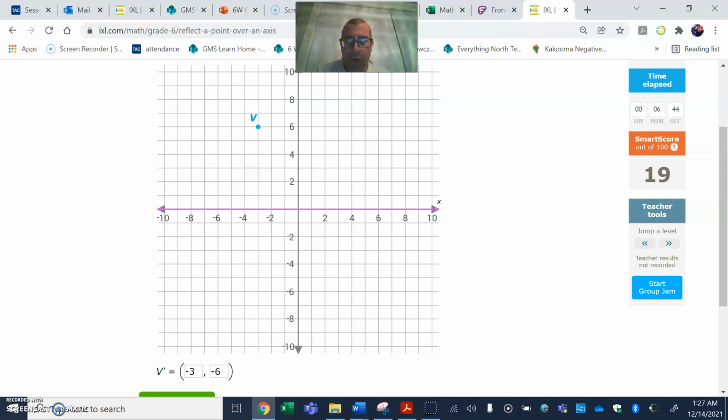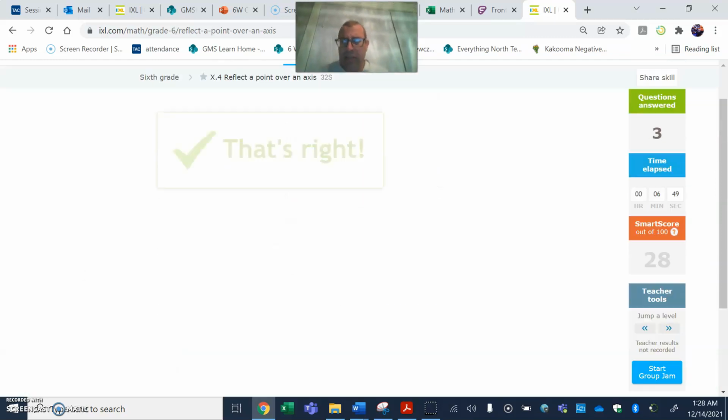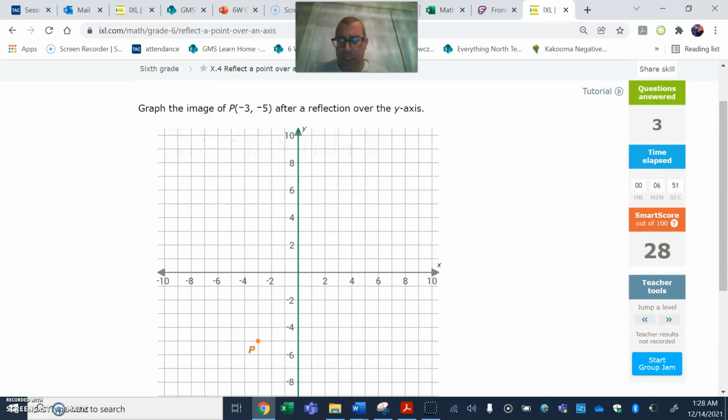So again, I can count as I go through it there. 1, 2, 3, 4, 5, 6. So I got to drop down 6, and there we go. So you might not need to actually count all of them. It's completely up to you.